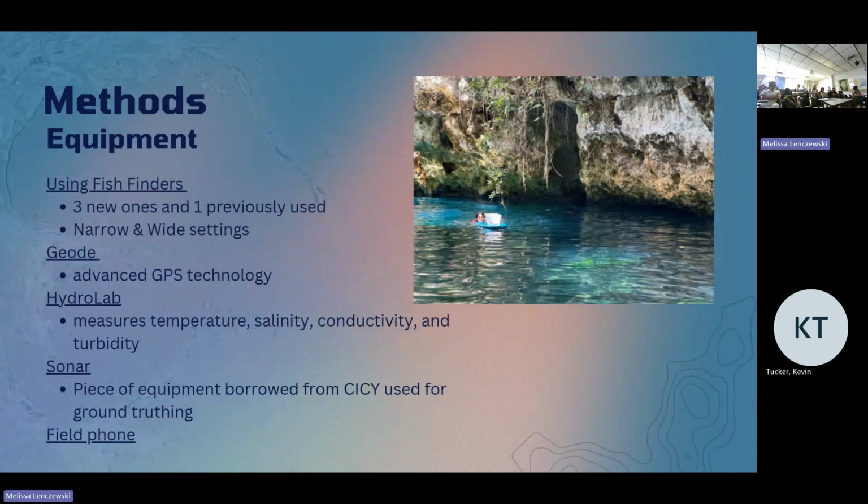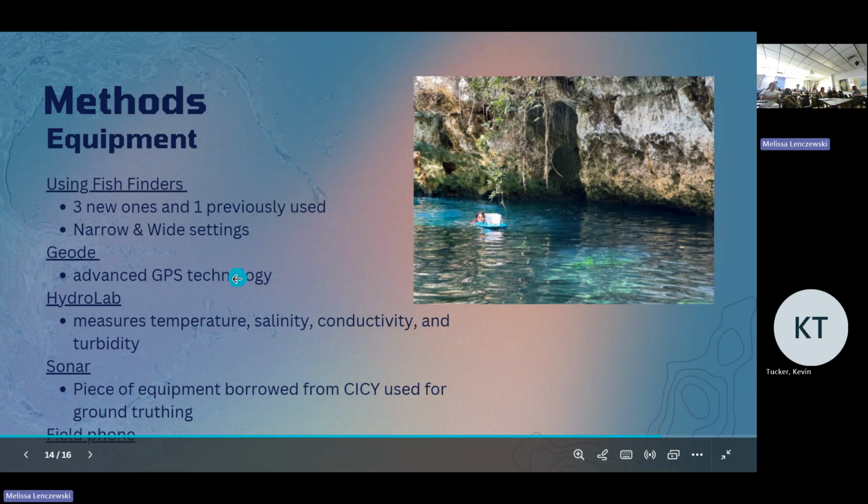So for my equipment, fish finders, I'll be using 3 new ones and 1 previously used by Megan and Laura on past REU research. I'm going to be using the 7th degree narrow feature and then the 20 degree narrow feature just to get different range in data. I'll also be using the geode to assist with the fish finder.